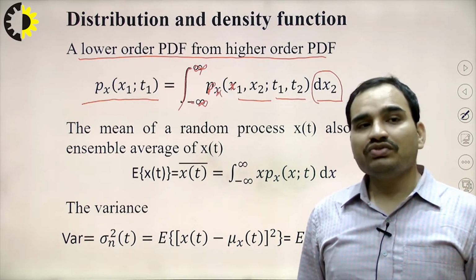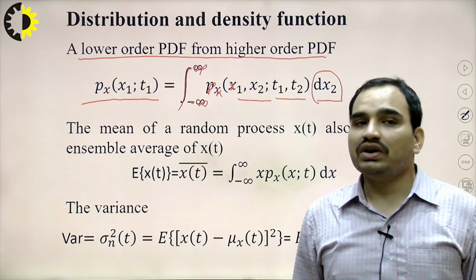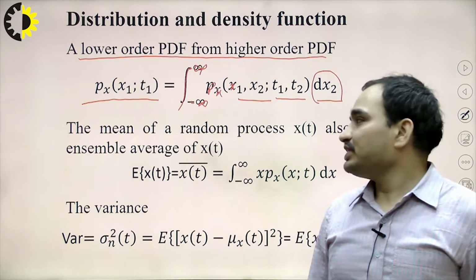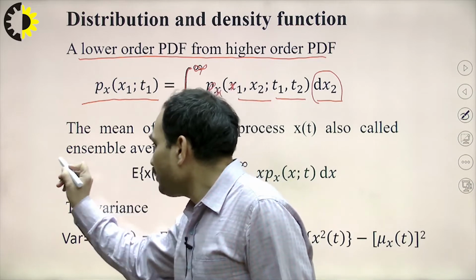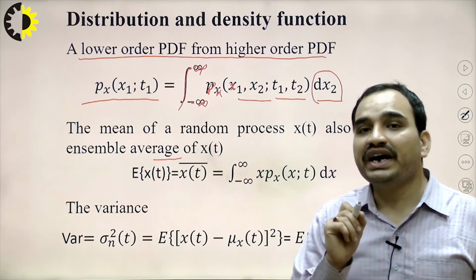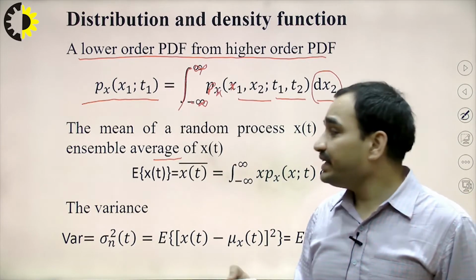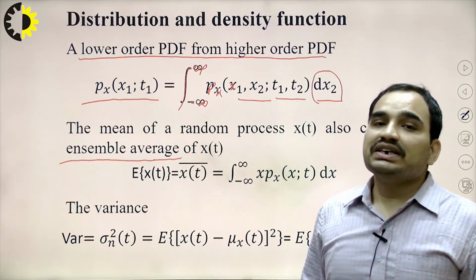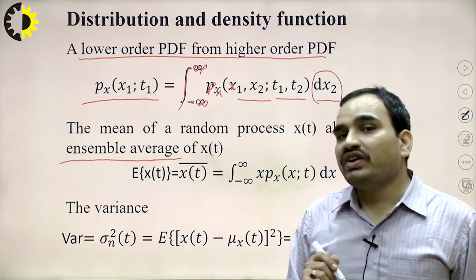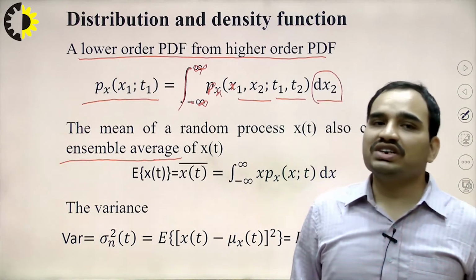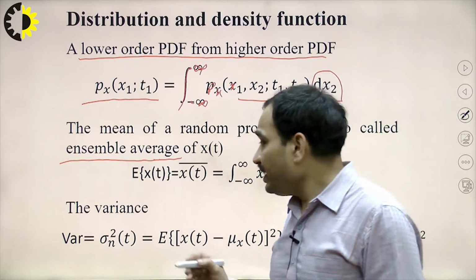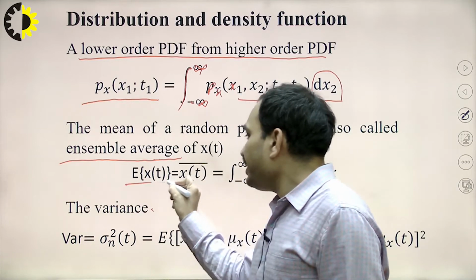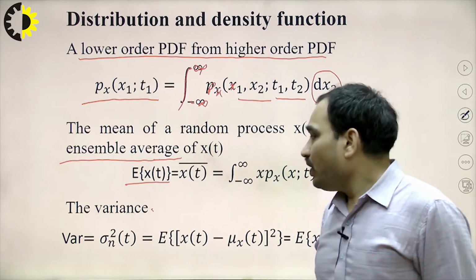Now how can we find the mean of a random process? The mean of the random process X(t) is also called the ensemble average. We are not calling it simply the average or the expectation. We call it an ensemble because the random process is a collection of different waveforms, and the collection of different waveforms is known as the ensemble. So here we get the ensemble average, that is the expectation of X(t).